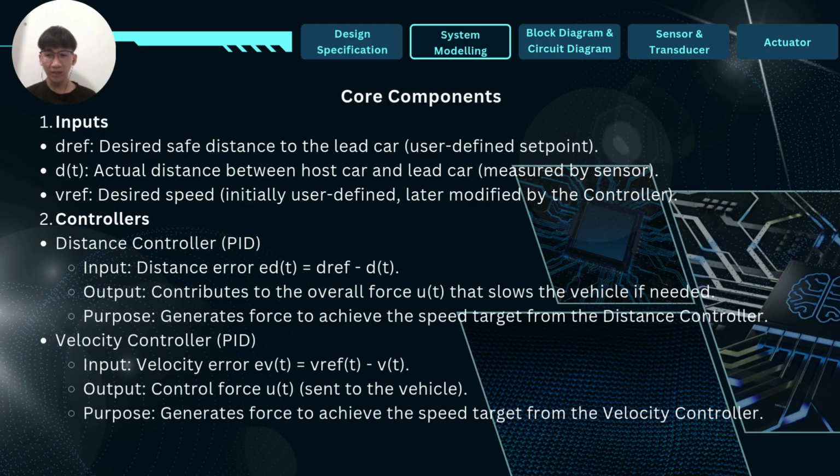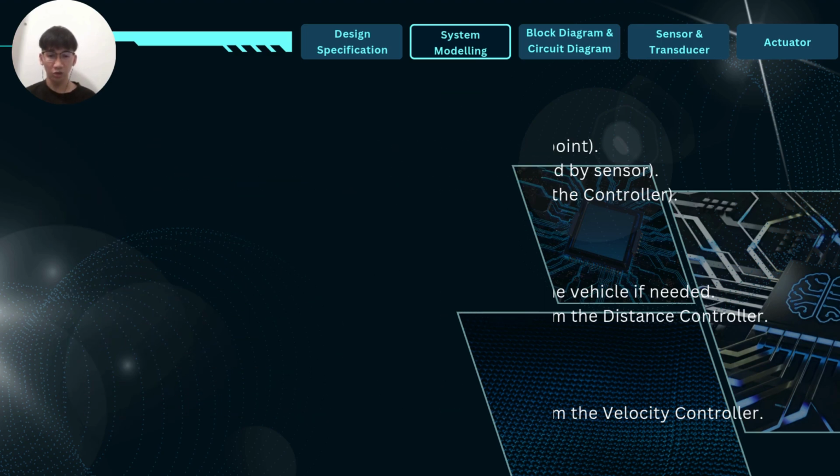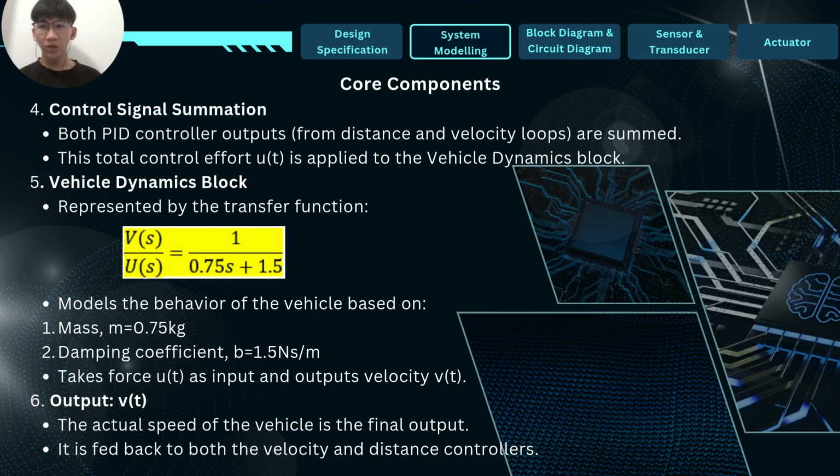The system uses two PID controllers. The distance controller compares dref and dt to calculate the error and adjust the speed set point. The velocity controller then compares vref with the actual speed vt and generates the control force ut to drive the motor. This cascaded control setup lets us handle both position and speed precisely, ensuring smooth, stable, and responsive behavior even in changing conditions. Now, let's look at how the system translates control signals into motion.